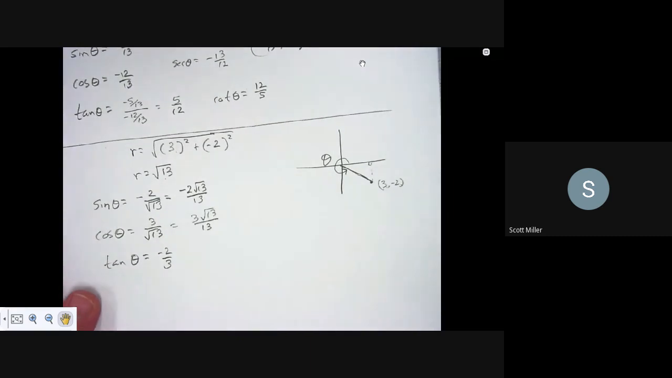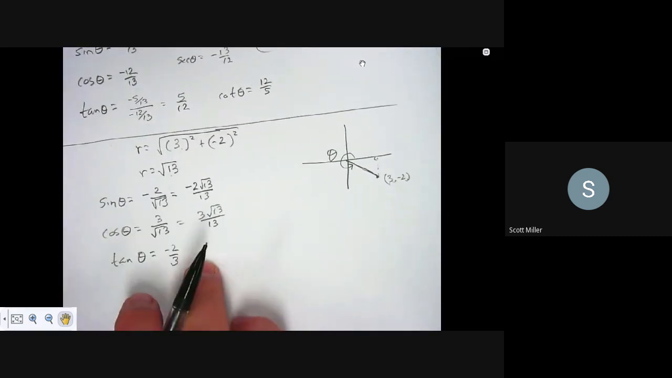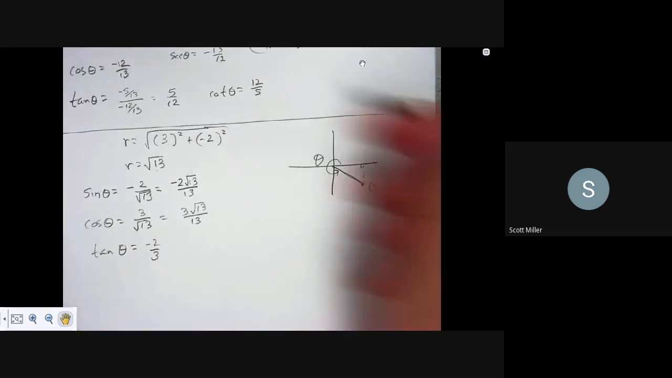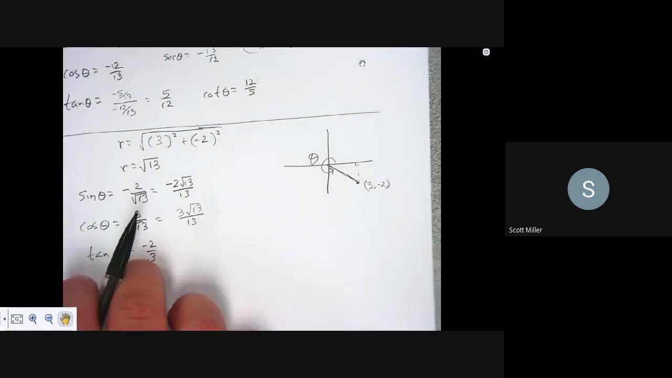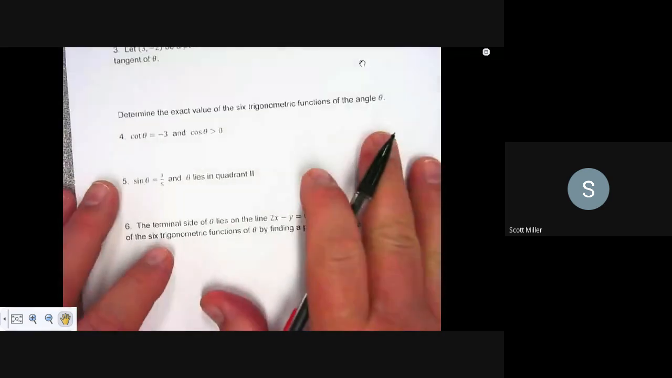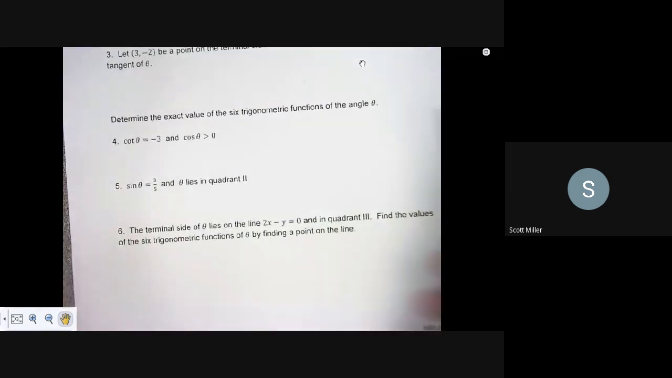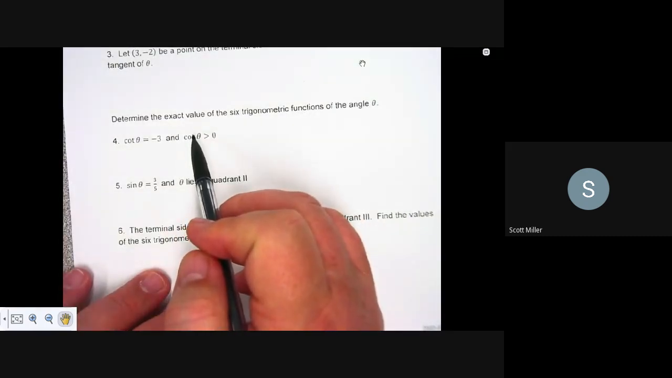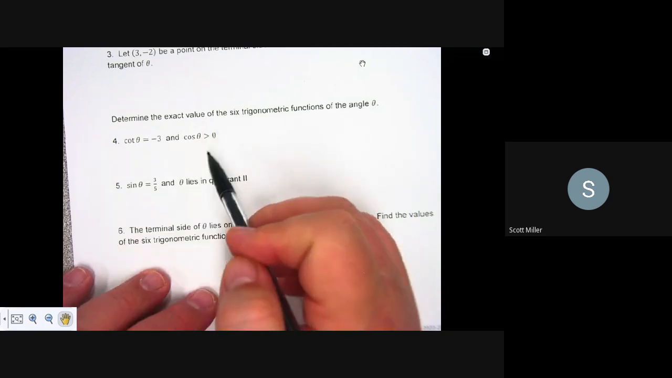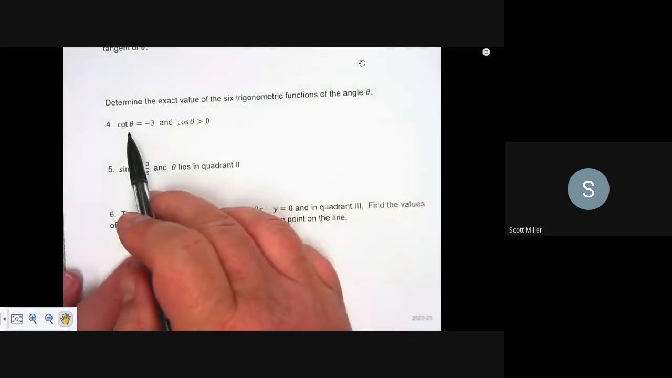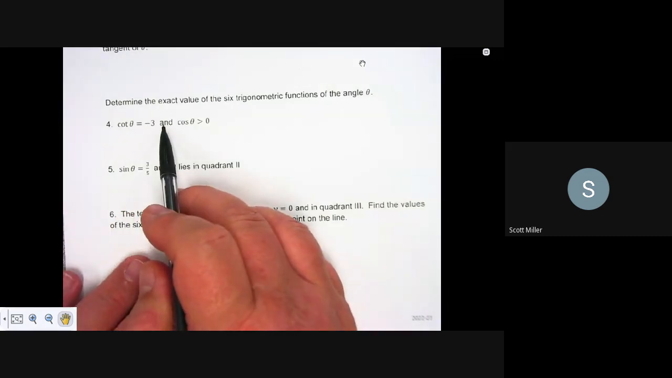Okay, so what about the other ones? The other ones give you clues. You still do the same thing, but from a different starting point. In number 4, I have to find that point on the terminal side, but I only have these clues. So how do I use these clues? Well, it's all about the signs and what these functions mean by definition.